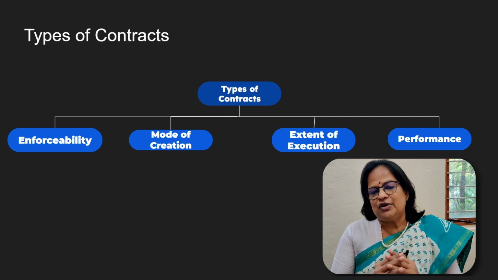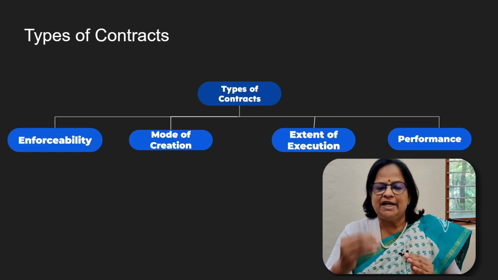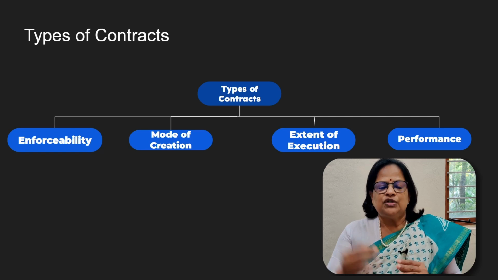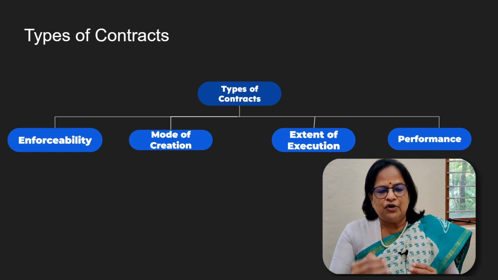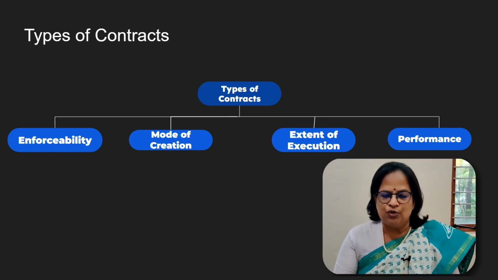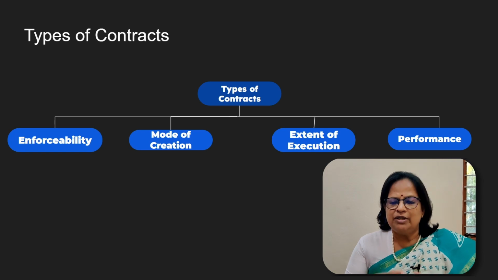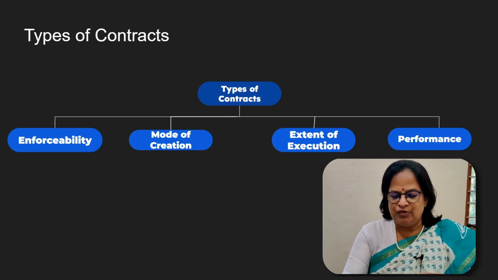Types of contracts, we can divide into four main headings, and each heading will have a subpoint. The main divisions are: types of contracts on the basis of enforceability; second, on the basis of mode of creation; third, on the basis of extent of execution; and fourth, on the basis of performance.